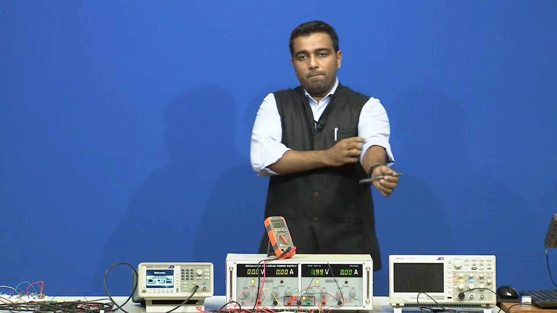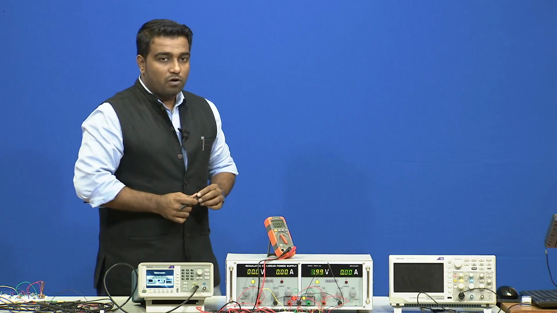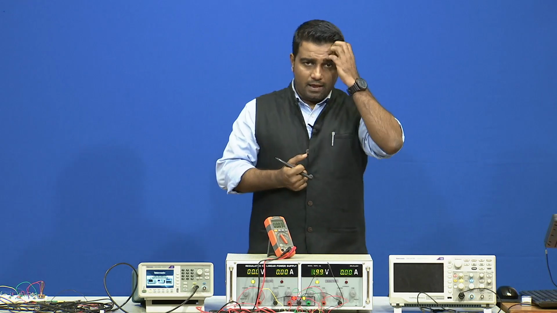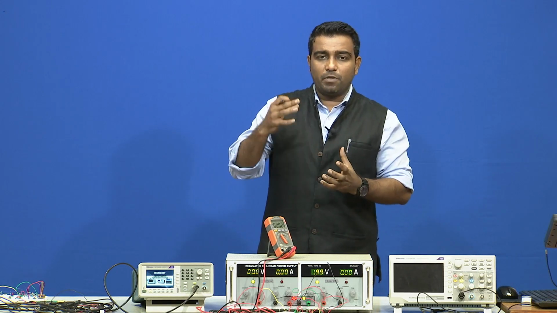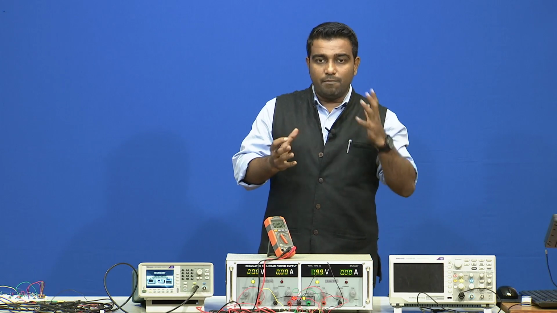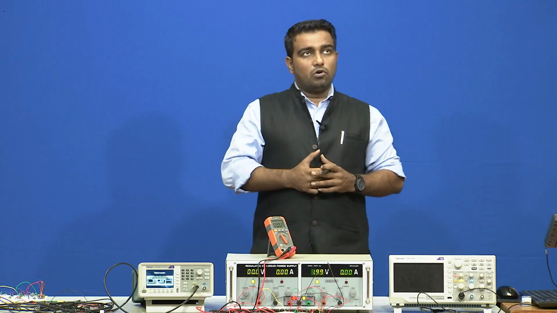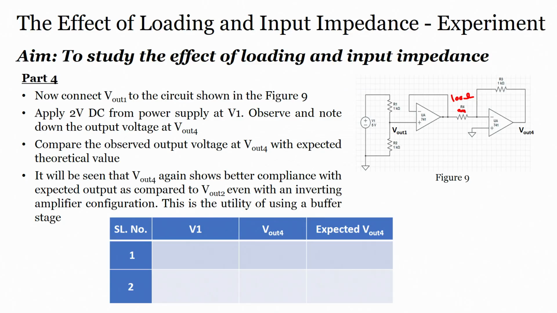Welcome to this module. Like I discussed in the last module, we are looking at the loading effect. If I use a buffer between the inverting amplifier and a potential divider, will it remove the loading? Let us first see the screen. This is part 4 of the same experiment, which is to study the effect of loading and input impedance.